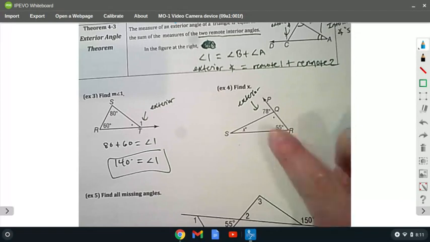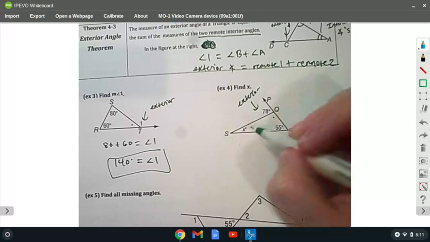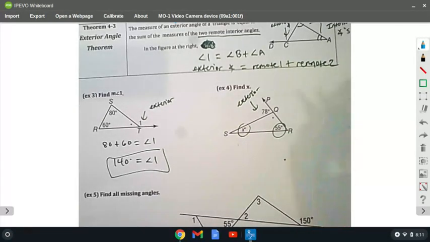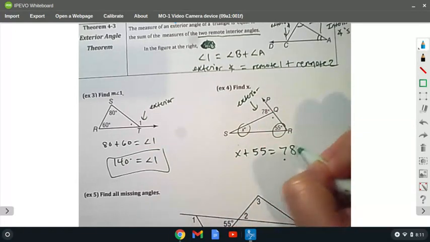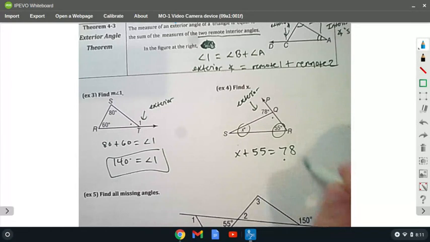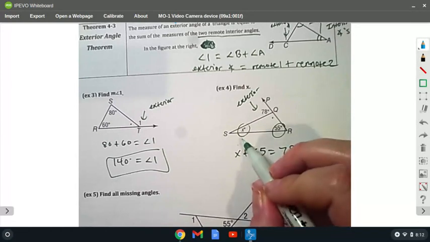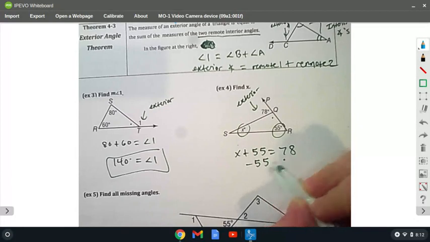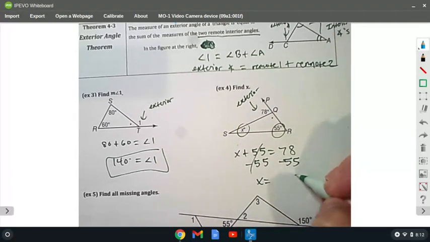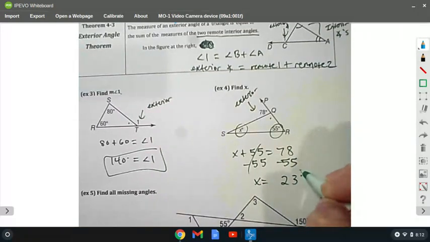Okay. In this picture, the two remotes are X and 55. So I should add those together and they should equal that exterior of 78. Now I've got to solve for X, which is one of my remote interior angles. I'm going to subtract 55 from both sides and I get 23 degrees.